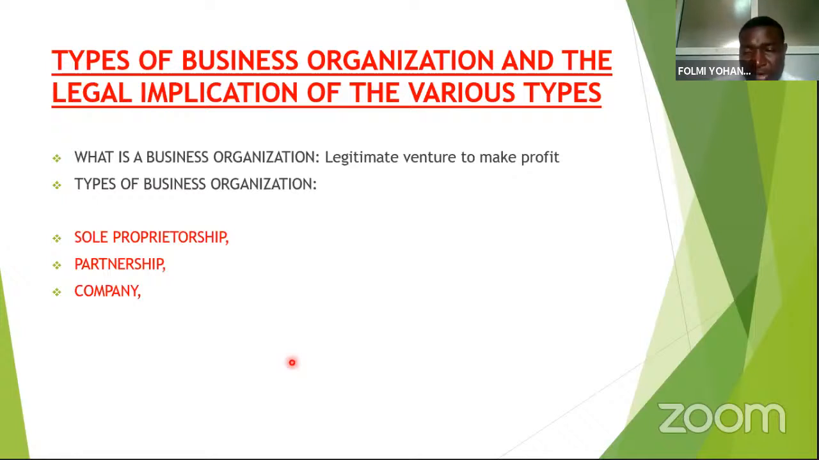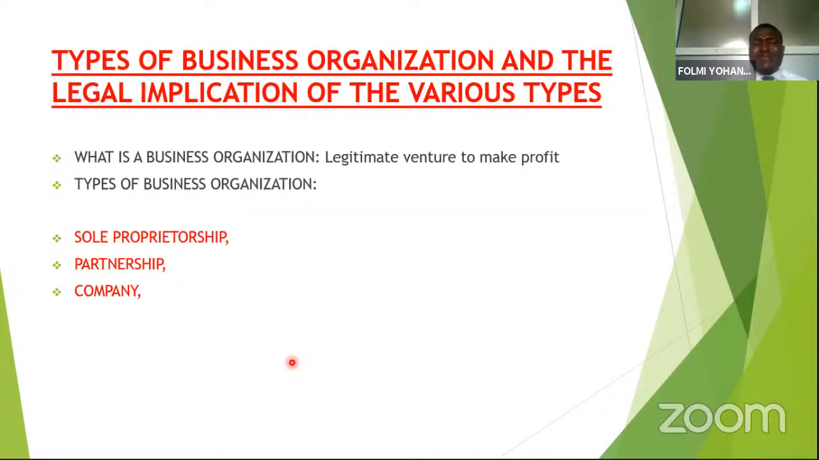So this is very important. You need to know what kind of business you run, or if you are running a business already and it's not registered, you get to know what kind of business you are running and what the implication of running that is. What's the legal implication? So if today I decide that I want to run a sole proprietorship, what's the legal implication? If I say it's a partnership I want to run, what's the legal implication? If I say it's a company I want to run, what's the legal implication?